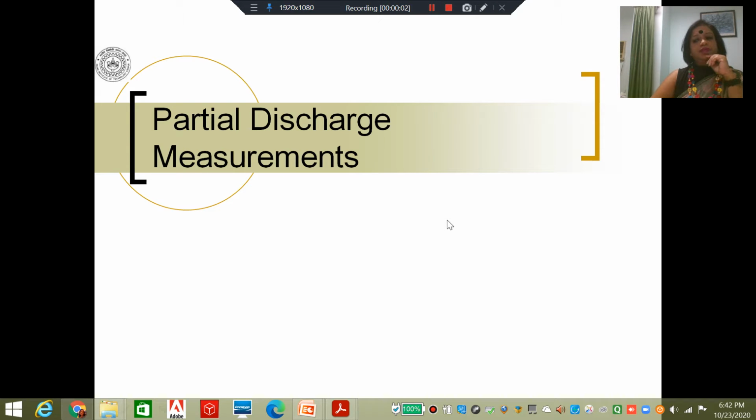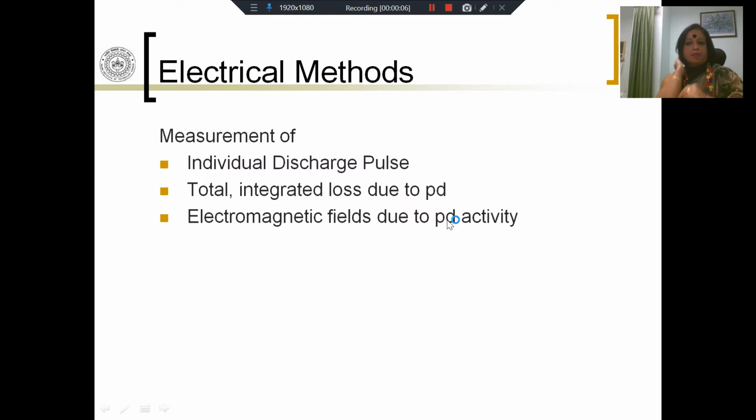So today we will talk about partial discharge measurements. Now there are various techniques for measurement of partial discharge. Some of them are electrical techniques, some of them are non-electrical techniques. We will of course start with electrical techniques, and then we will see why, despite having ways to electrically measure the PD, we often resort to non-electrical techniques for measurement of PD.